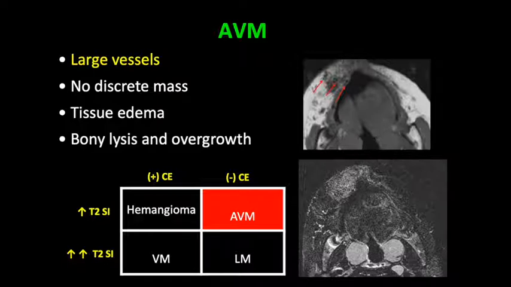hypervascularity in these tissues, you can get some tissue edema, and that can give you a little bit of enhancement and some moderate T2 hyperintensity. So we're not surprised to see that, but generally these are going to be lesions that we will put into the upper right of our grid as non-enhancing and only mildly T2 hyperintense lesions.